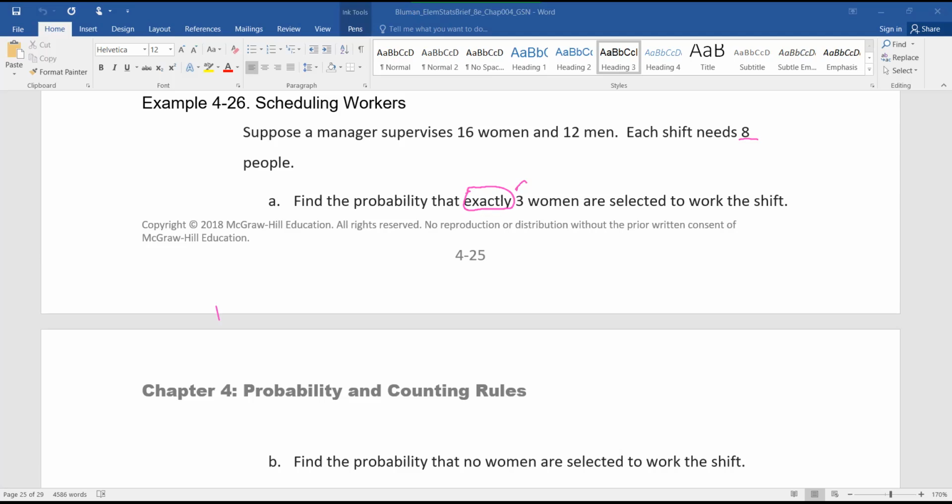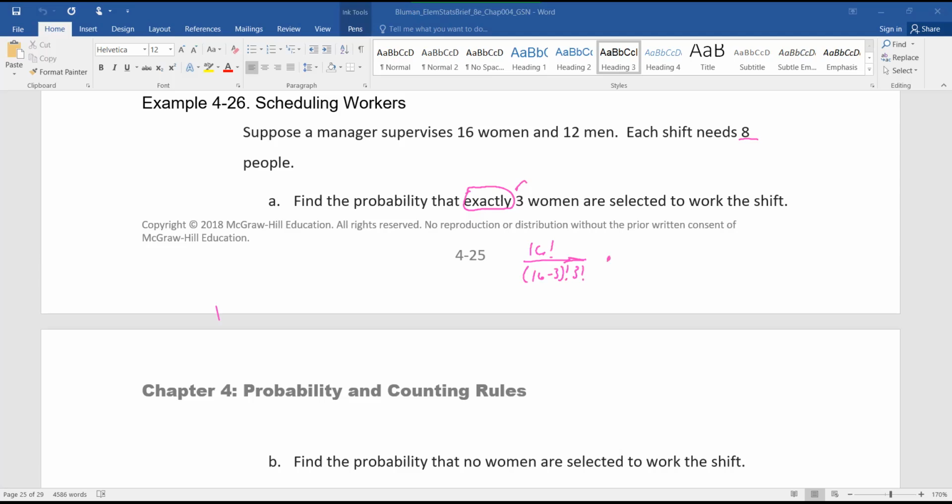Well, okay, but that's the first. So to find the first 3, let's just say the first 3 are going to be women. It doesn't have to be, but 3 of them are going to be women. That's going to then be 16 on top, and order doesn't matter, so this is going to be 16 minus 3 factorial times 3 factorial. That's the first 3 selections. You then need to go find the next 5 selections.